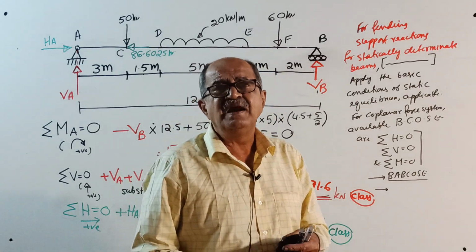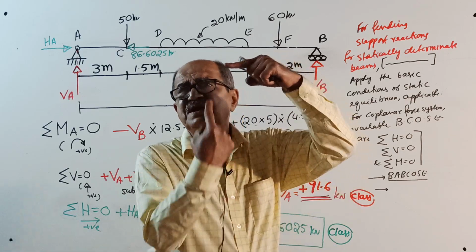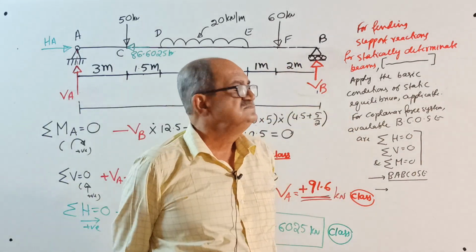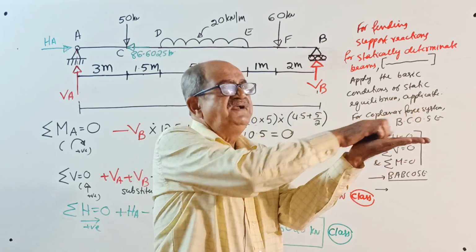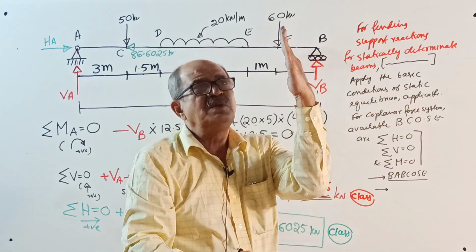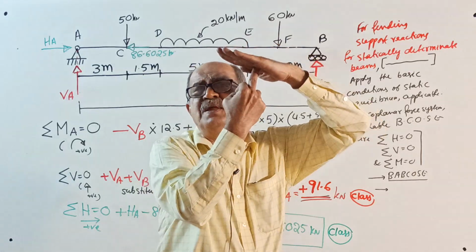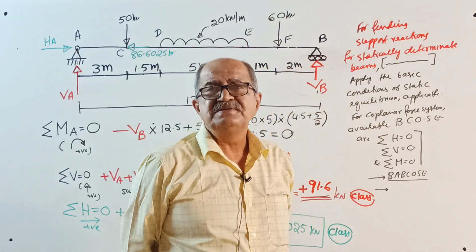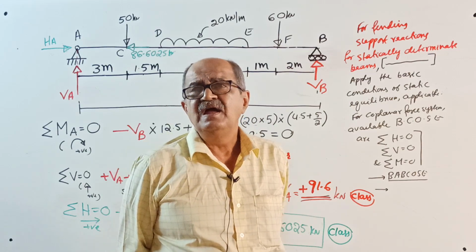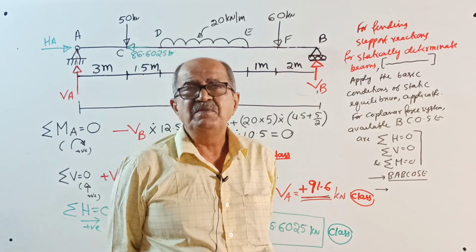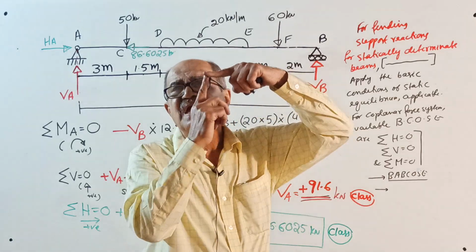Support reactions are already explained to you. Pinned support or hinged support, two reactions, vertical reaction and horizontal reaction. Roller support, reaction perpendicular to the plane. If the roller plane is horizontal, vertical reaction. If the roller plane is vertical, horizontal reaction. If the roller plane is inclined, reaction normal to the plane. Fixed support has three reactions: horizontal reaction, vertical reaction, and also reacting moment, and in case of simple support, only vertical reaction.